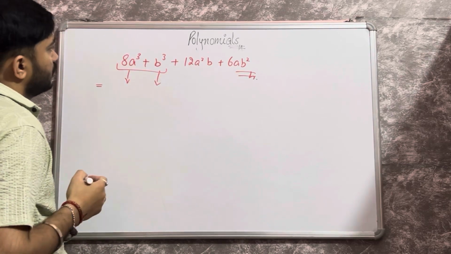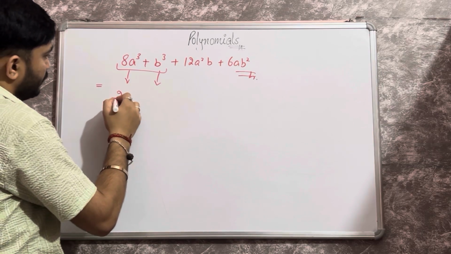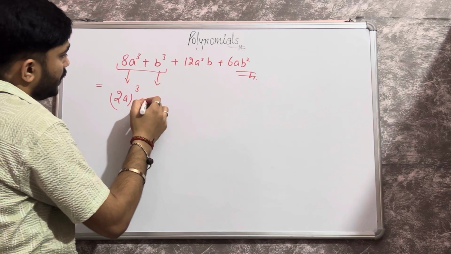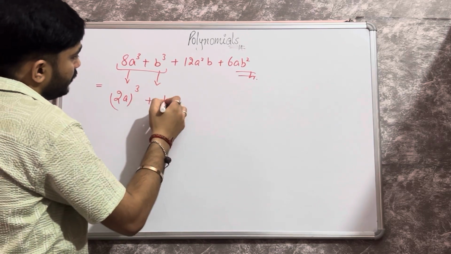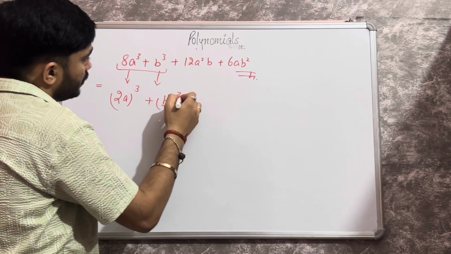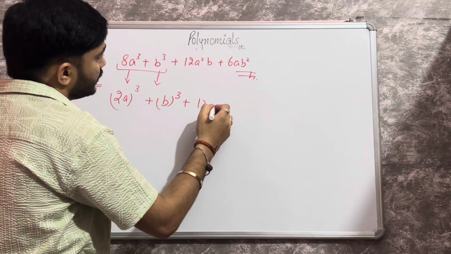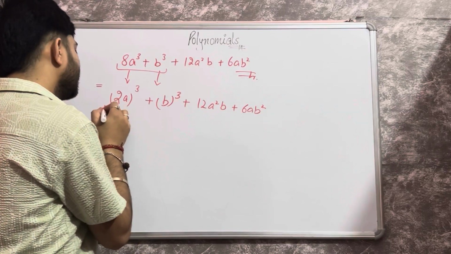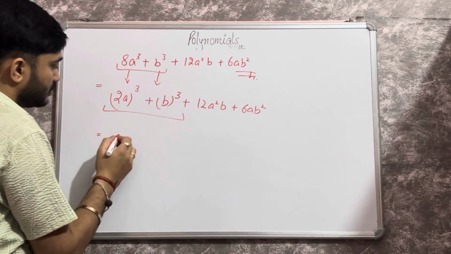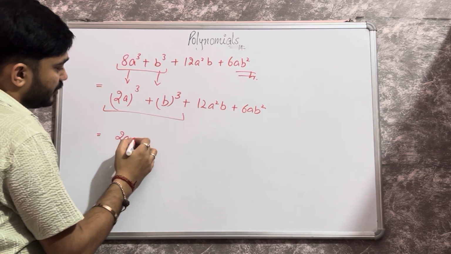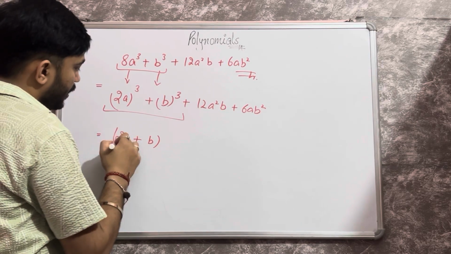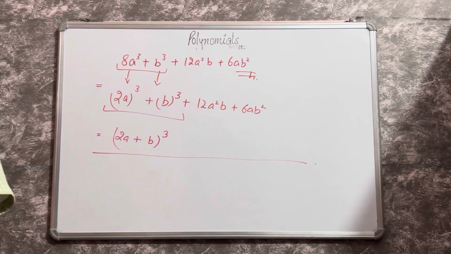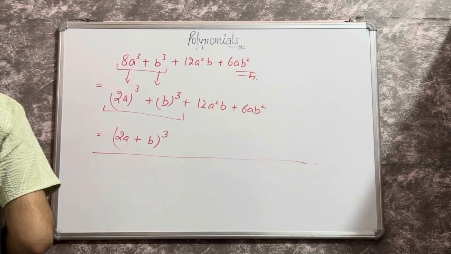Now whose cube is 8? Your answer will be 2, and a is going to be written as it is, cube, plus write the second term, that is b's whole cube. Write the third and fourth term as it is, that is 12a square b plus 6ab square. Just look at the first two terms, that is 2a, the sign in between them is plus, b, and write the cube of it.